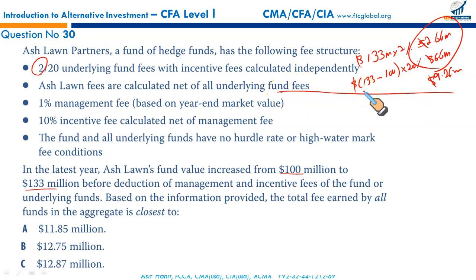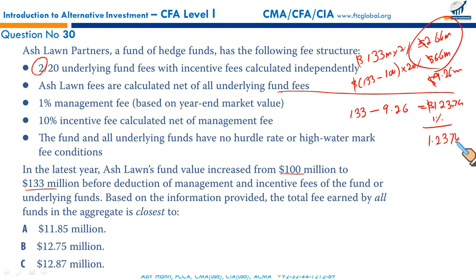Now next, the Ash Lawn fee now. The assets under management at the end of the year, they had a value of 133 million. But out of this, we have already charged 9.26 million, the funds fee. The remaining amount, 123.74, will attract 1% management fee. 1% of this gives you 1.2374, right?